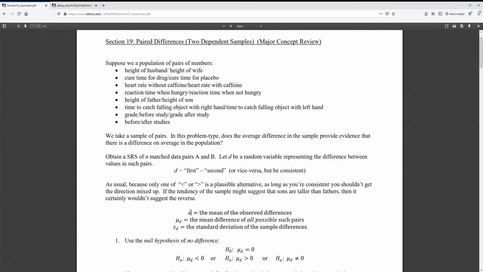So from the sample, we have the statistics D bar, the mean difference in the sample, and S sub D, the standard deviation of the differences in the sample. And then from the population, the thing we're trying to approximate, the mean difference for all possible pairs.